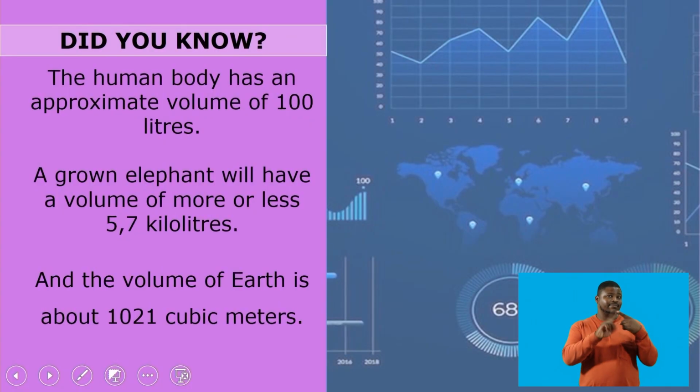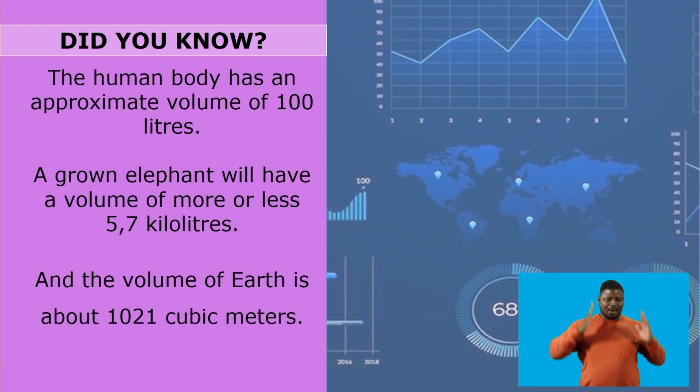First, did you know the human body has an approximate volume of 100 liters? Or a grown elephant will have a volume of more or less than 5.7 kiloliters. And the volume of the Earth is about 1,021 cubic meters. Now that's big.